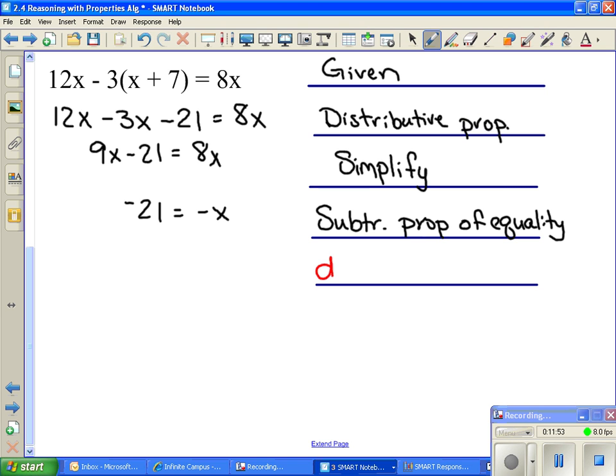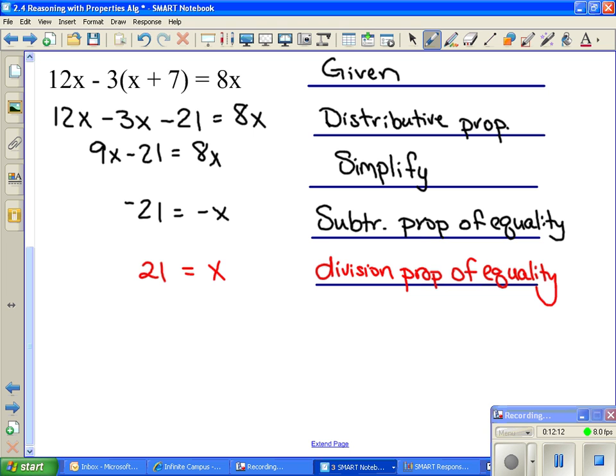So you're using the division property of equality. So now I got positive 21 equals x.